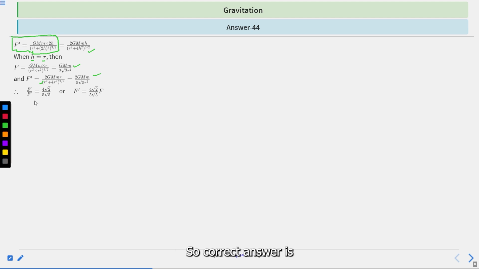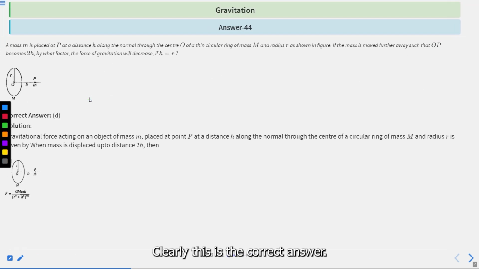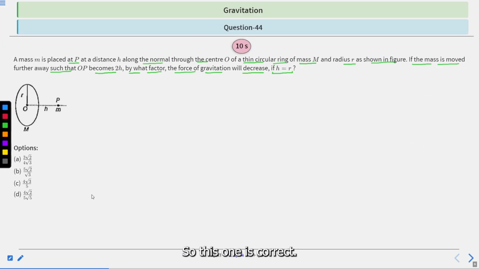So the correct answer: this is F, not F prime. So the correct F prime is equal to 4 root 2 multiplied by F divided by 5 root 5. So this is the correct answer. Next question.